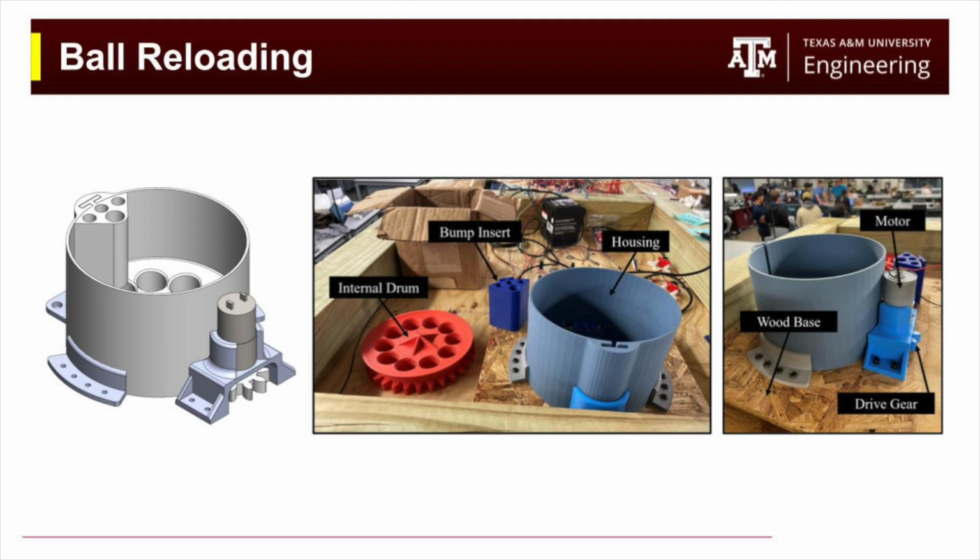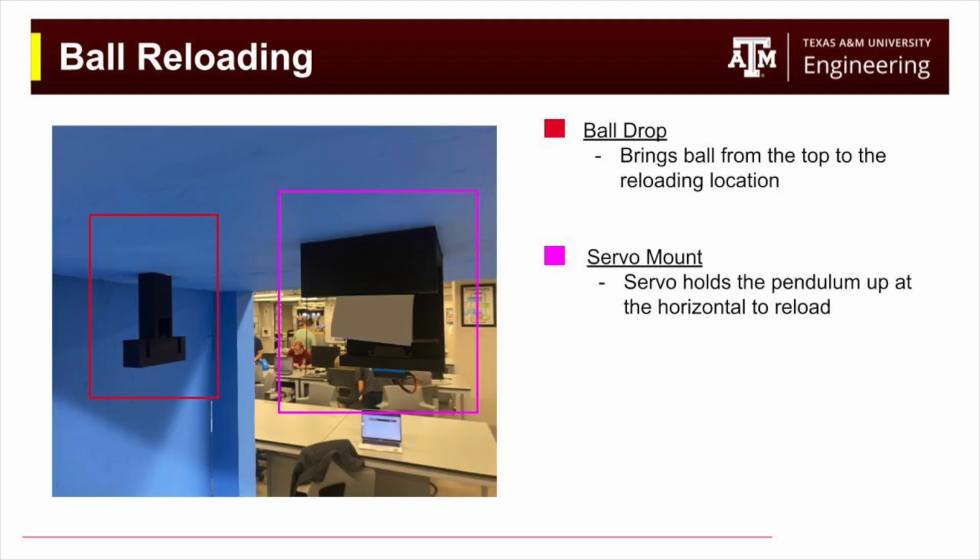The bump insert sits above the aligning holes to prevent multiple balls from falling and provide some agitation to the housed balls to prevent clogs. The ball then falls down a chute where it will be attached to the end of the pendulum. The mount uses a servo to hold the pendulum horizontal and keep it aligned with the ball chute.